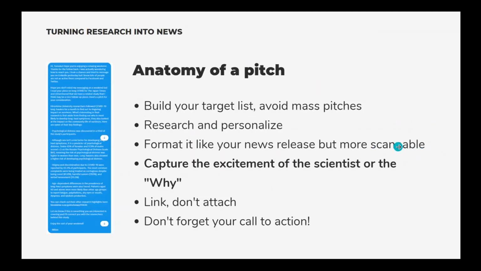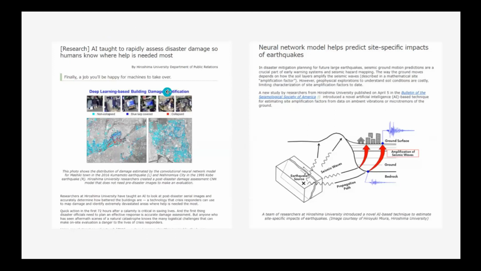Next is that, oh, here, this story we did not pitch, but I just want to talk about it. The importance of capturing the excitement or answering the why. We have these two studies published like a year apart, and one talks right away about the importance of that finding to the public, and the other is a more technical one.